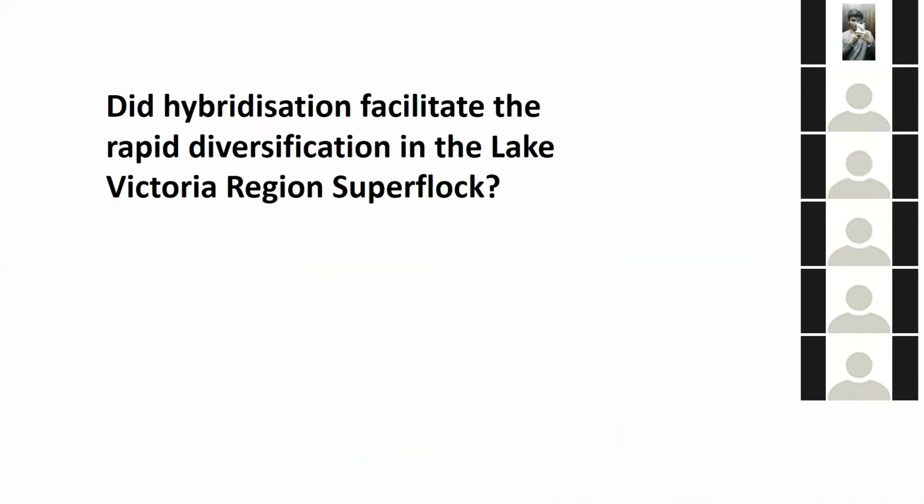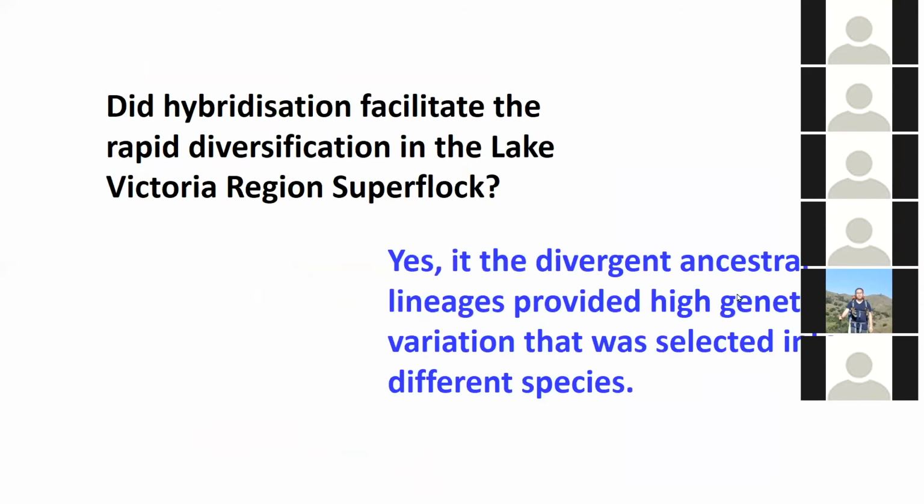So did hybridization facilitate the rapid diversification? We think yes. The two divergent ancestral lineages provided high genetic variation that was then selected into different species.